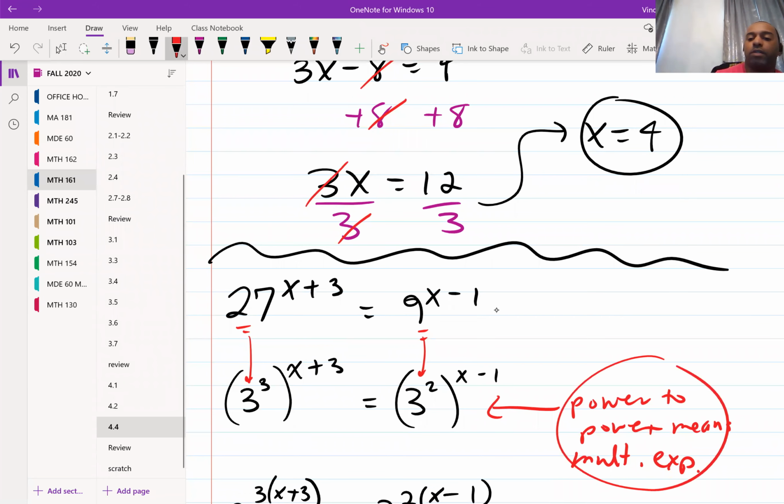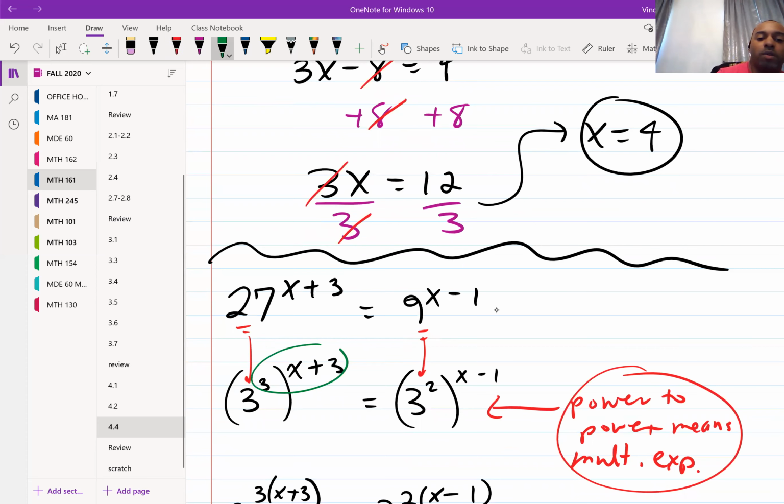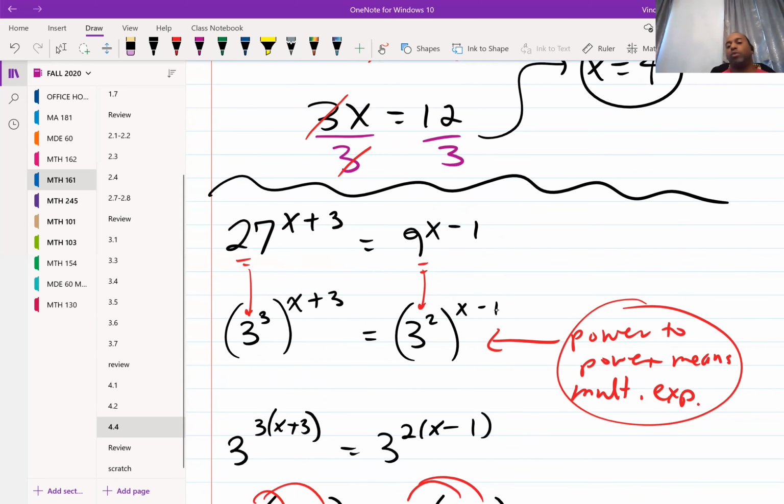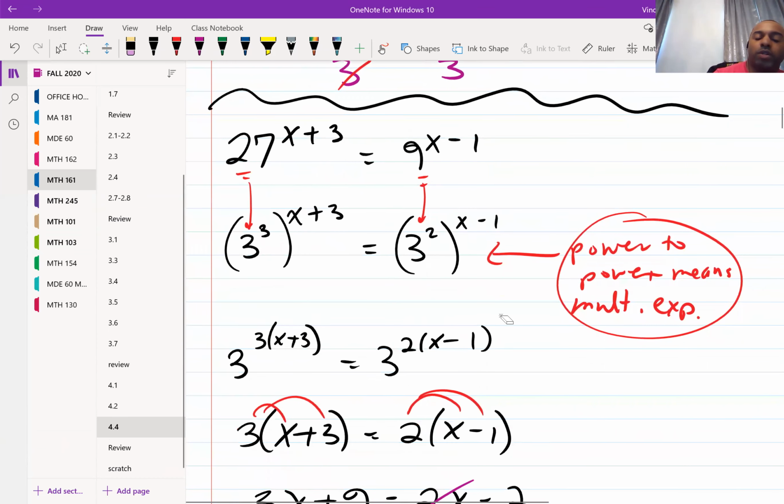And here in the red, power to a power means that you're going to multiply your exponents. So here, that's going to be 3 times x plus 3, and this is going to be 2 times x minus 1. That's what I did here, rewrote it in that fashion. Remember, whenever you're raising a power to a power, that means you multiply your exponents. All right, go ahead and drop the bases and solve.